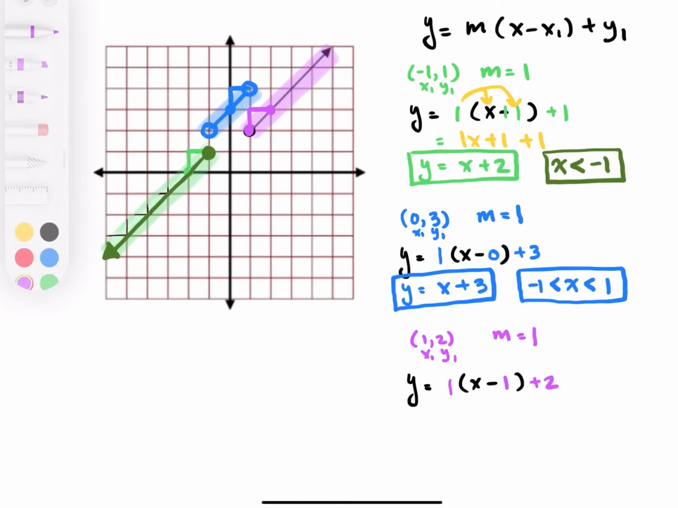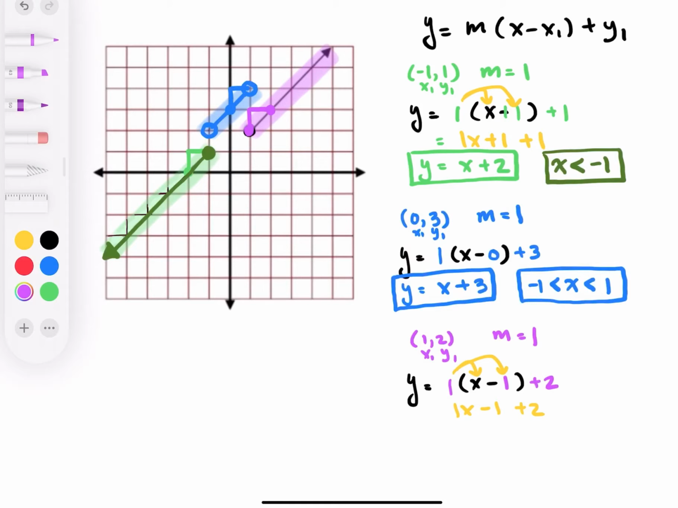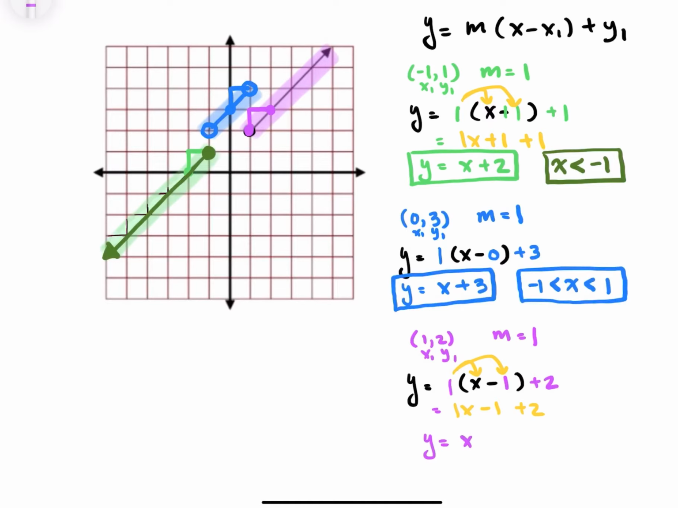And again, we could go ahead and distribute and change this into slope-intercept form, giving us 1x minus 1, and then we'll bring down that plus 2. Well, we can simplify that by combining the negative 1 and the 2, and that's now going to give us y is equal to x plus 1. All right, so there's our equation.